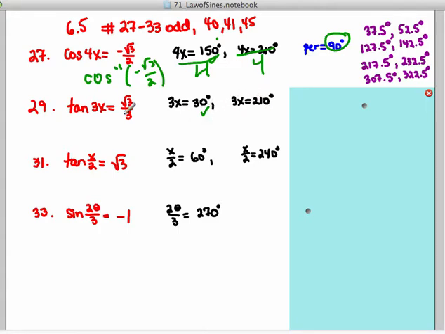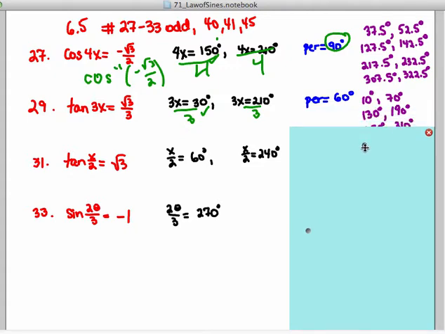Okay, what's the period here? What's the period of tangent of 3x? Period should be 60. So divide both of these by 3. You get 10 degrees and 70 degrees. Keep adding multiples of 60. There you go.